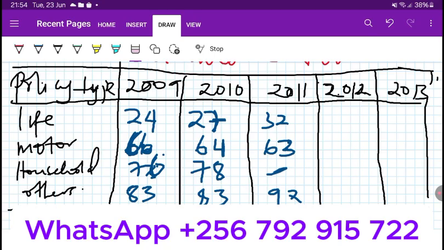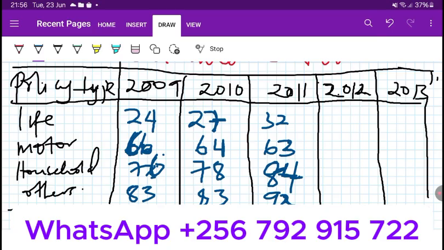Because the one for household was 21. This is 84. 84 plus 8 gives us 92. 92, then we go, of course, to 2010, 2012.